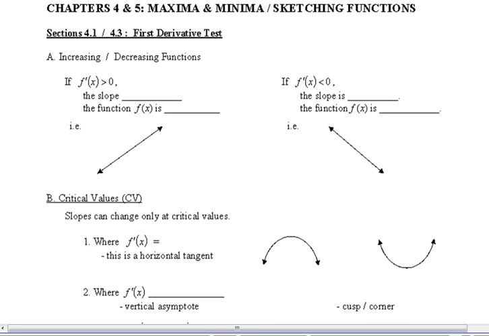First derivative test. That's where we're going to get started. I'm going to grab my notes so you can start filling in. So our first derivative test tells us when our graph's increasing and decreasing.